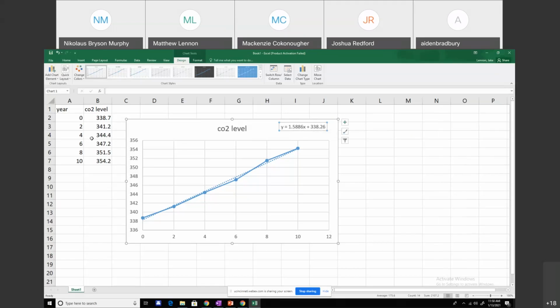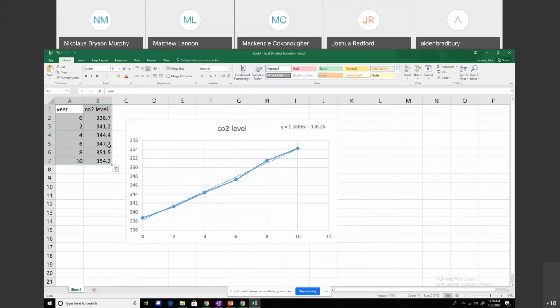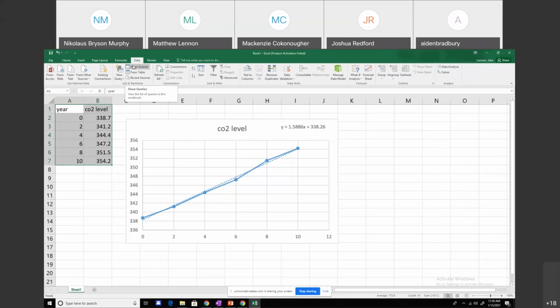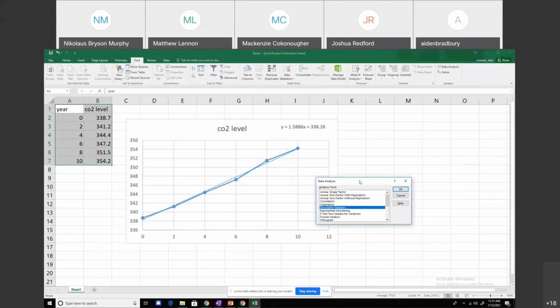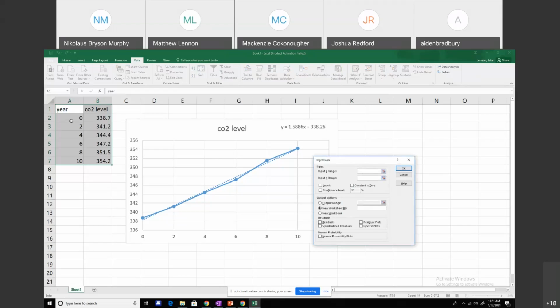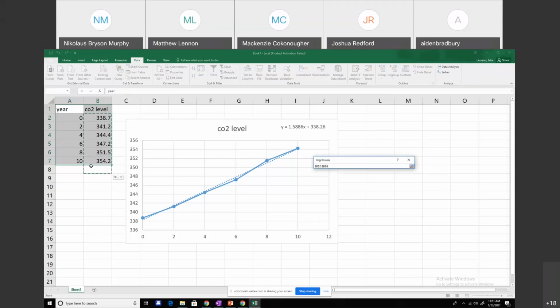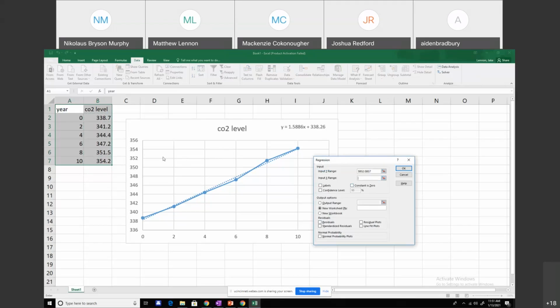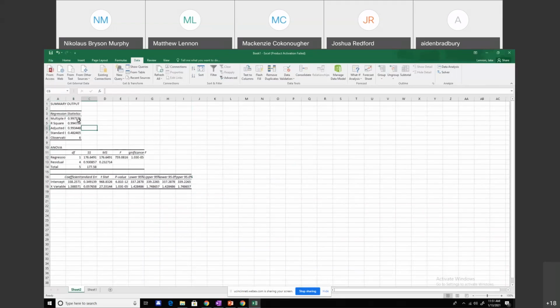What's another way? I think probably from data. I can't remember. I'm a little rusty. Data, what if analysis? I don't think it's that, is it? That's goal seek. Data analysis. Data analysis, and then we want to do, is there regression? Regression. Okay, input the Y range, so that would be this part of the table, and the X range is this part of the table, and then we can click OK, and then we'll get a bunch of data analysis.